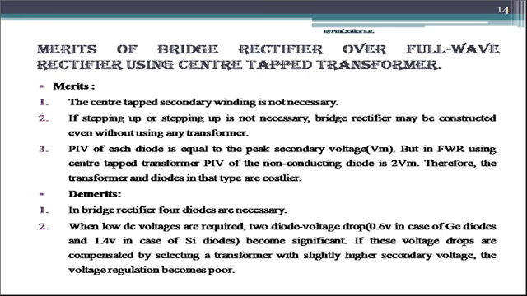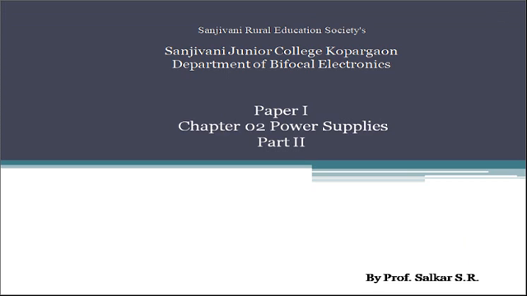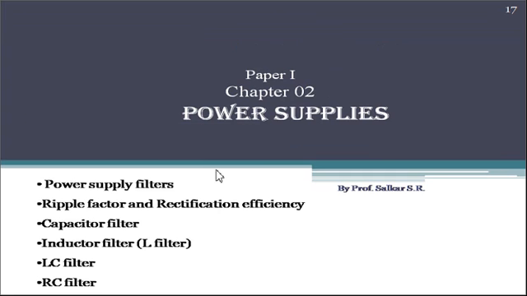So, let's see what are the contents of these YouTube lectures. In this particular lecture, we are going to cover all these contents. That is, we are going to see the power supply filters. Filter, as you remember, is the second block of power supply which we are going to study in this lecture. Then we are going to start with two terms related to the filters or related to rectifiers, that is ripple factor, and we are going to see the definition of rectification efficiency. Then we are going to start with the actual types of filters. There are four types of filters which we are going to learn in this chapter, that is capacitor filter, inductor filter, LC filter and RC filter.